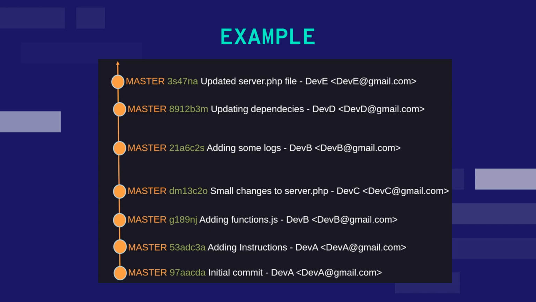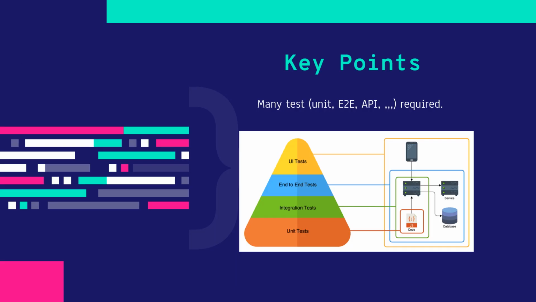That's how it would look. Just one branch, and in this case, I had 4 or 5 developers, and they just pushed their changes to the master branch. Now let's talk about the key points that should be taken into account.